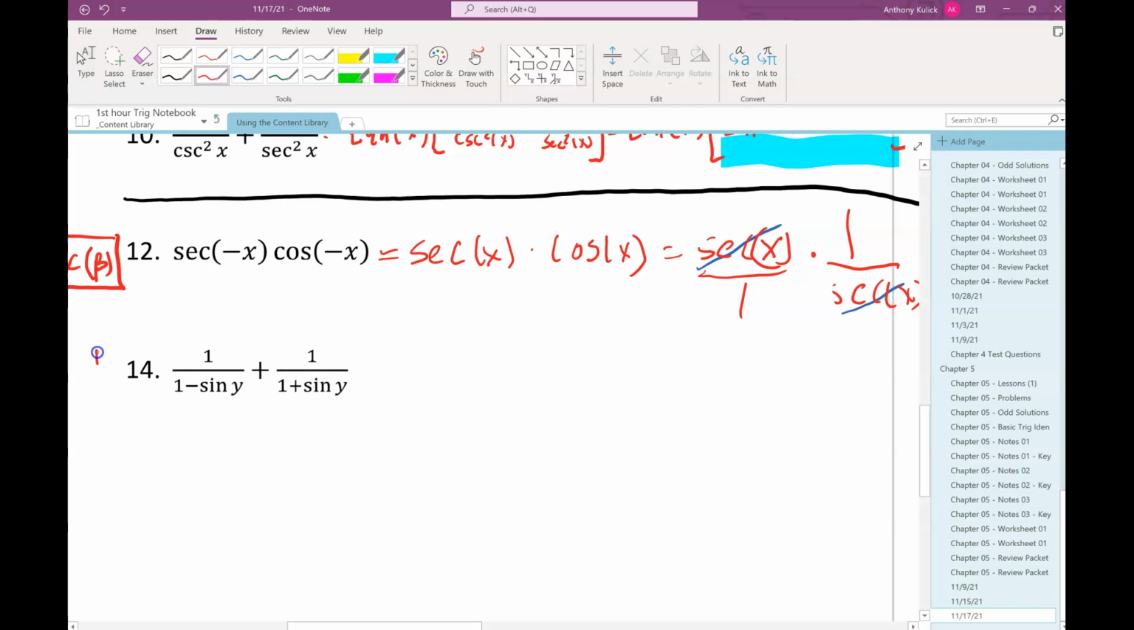So I'll multiply the first fraction by 1 plus sine y over 1 plus sine y. And I'll multiply the second fraction by 1 minus sine y over 1 minus sine y.